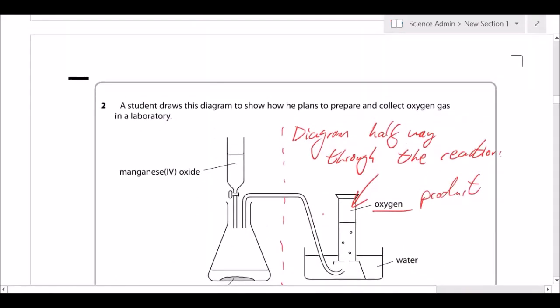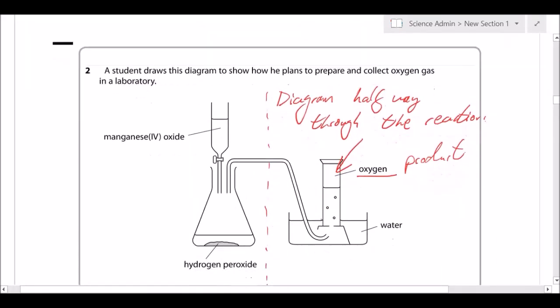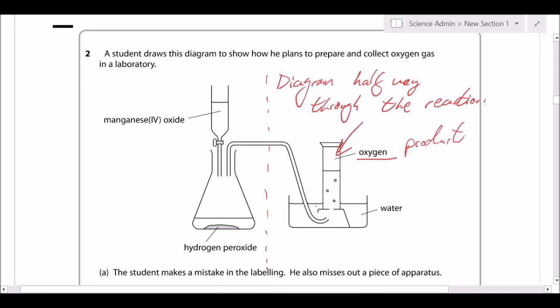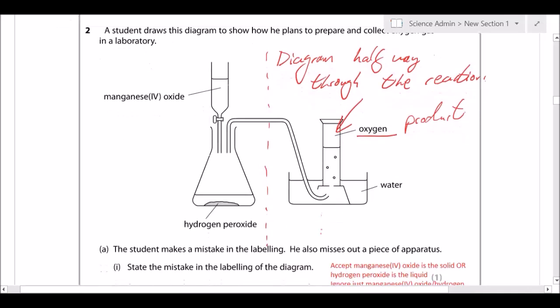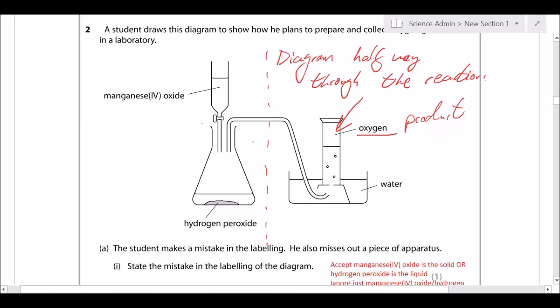Okay, next diagram. Now this got reasonably poorly answered by your year, so just to go through a few things. First of all, you've got the reactants on the left hand side of this diagram, and on the right hand side we've got our products, which is actually just oxygen. Water's not really involved here. Water's just acting as a way to collect the gas. So water's not involved.